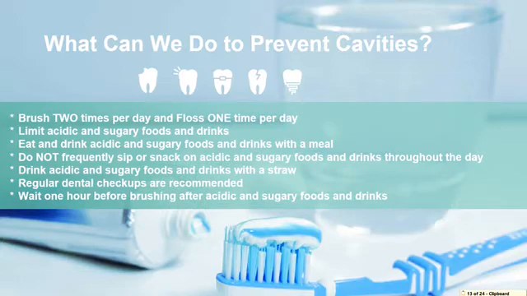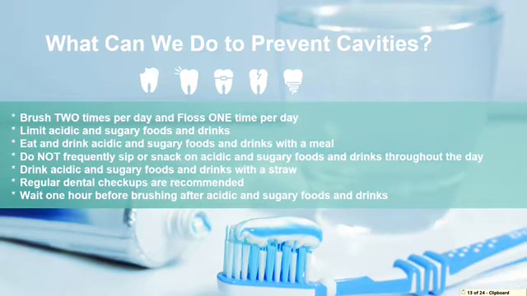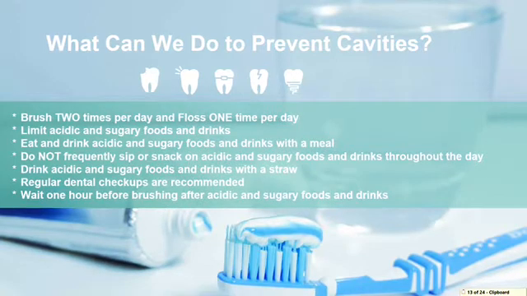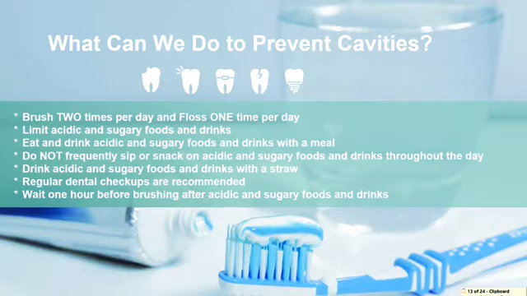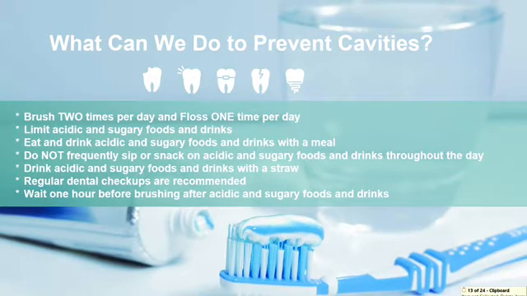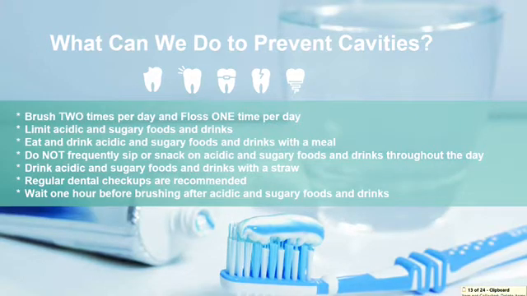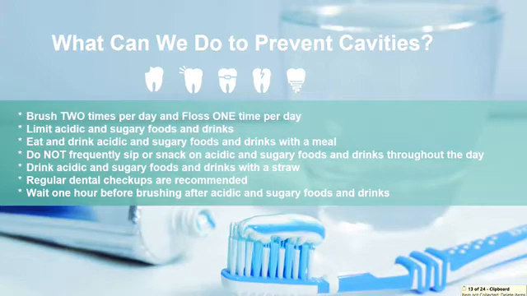So how can we prevent cavities? Start with brushing 2 times per day and flossing once a day. Limit acidic and sugary foods and drinks such as candy, soda, and sports drinks. If you do want to eat and drink acidic and sugary foods, try to eat them with a meal. This will help your mouth stay basic. Again, if you find yourself wanting something sweet, have your treat in one sitting.